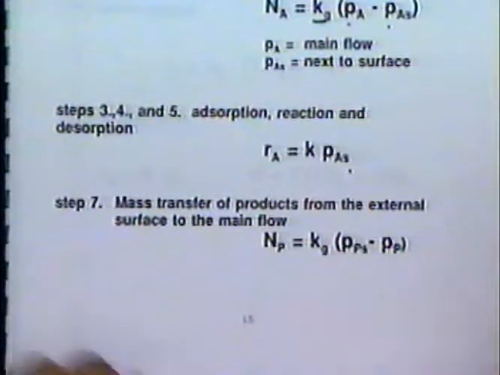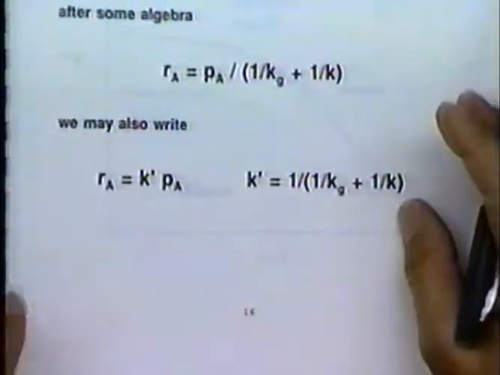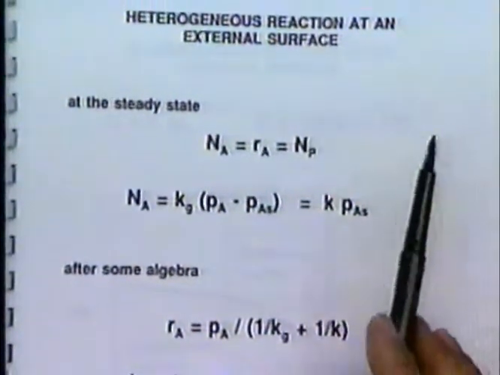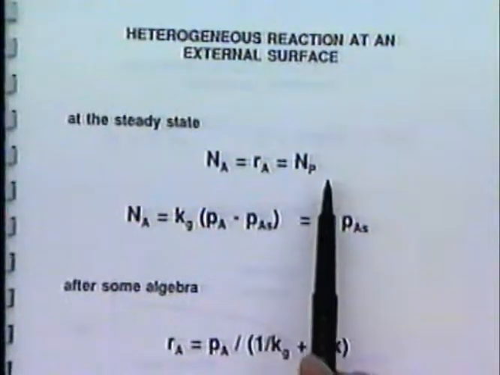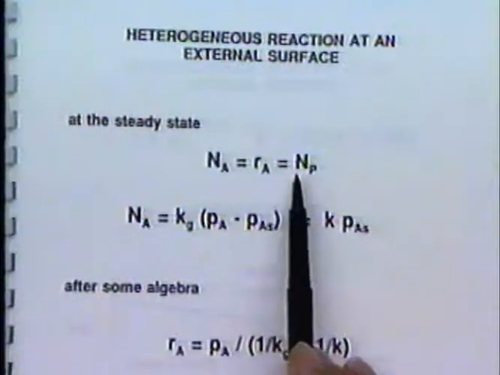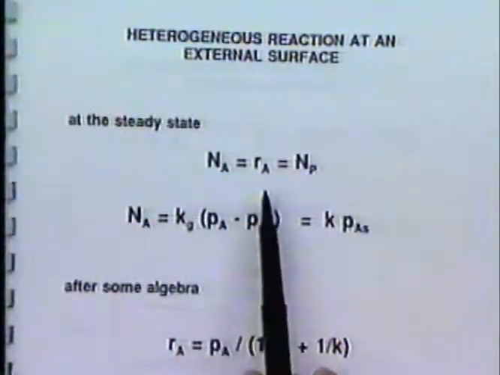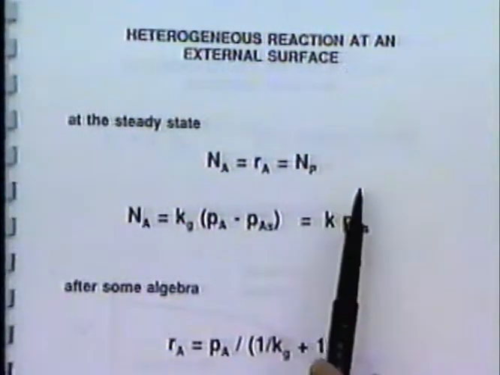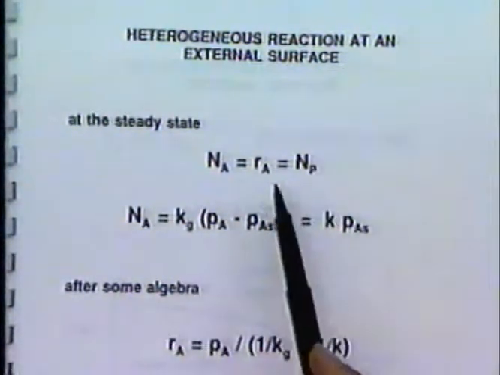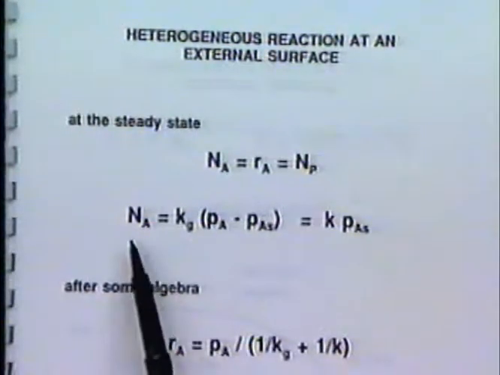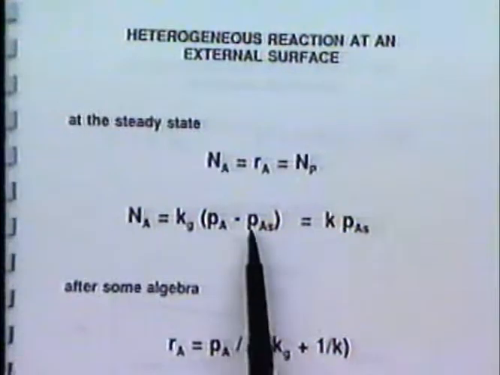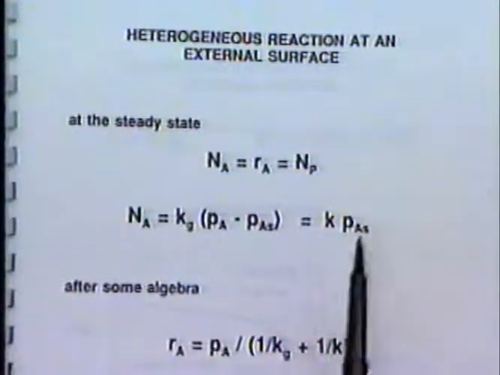Now, at the steady state, the rates of these three steps will be the same, and NA will be equal to RA equal to NP. If this was not the case, there would be accumulation of matter at some point in the system. So from here, we can write this. The rate will be Kg times (PA minus PAS) equal to K times PAS.